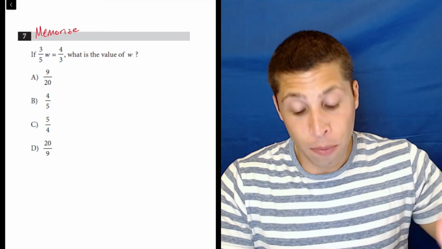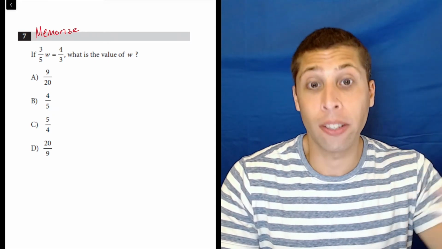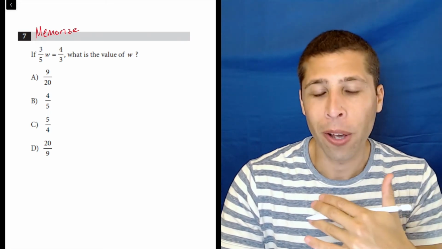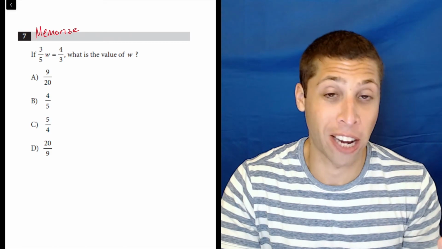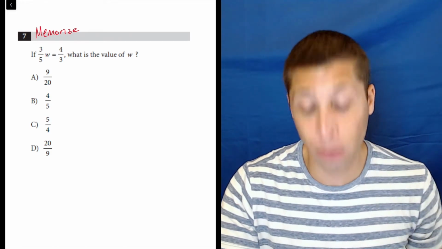Now, here are the answer choices, and there's a way that I guess we could guess and check here and work backwards, but I have a feeling that if you don't know the rules of fractions, guess and check is just going to be very difficult. So I'm just going to call this a straight-up memorize how to do this.